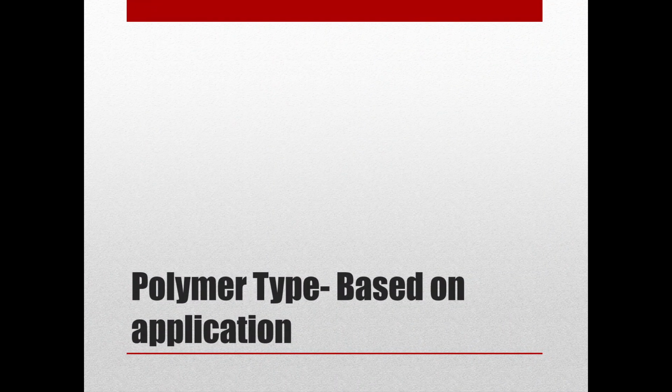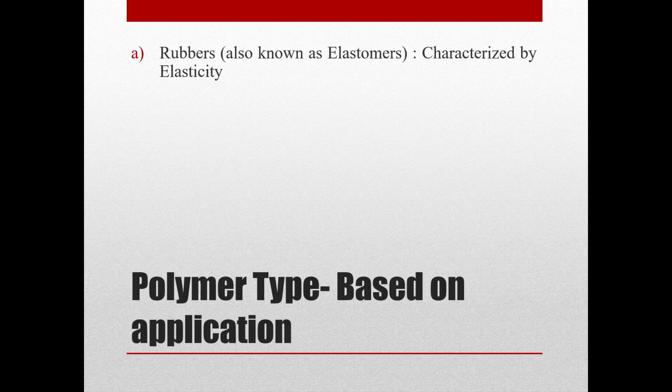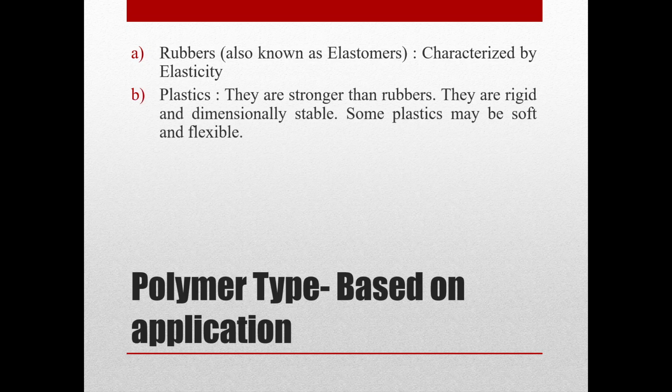So now we can see the polymer type, which is based on application, how they are classified. So the first one is rubber, also known as elastomers, characterized by elasticity. Then comes the plastic. They are stronger than rubbers. They are rigid and dimensionally stable. Some plastics may be soft and flexible. Then comes the fibers, which are of interest to us as a textile technologist.